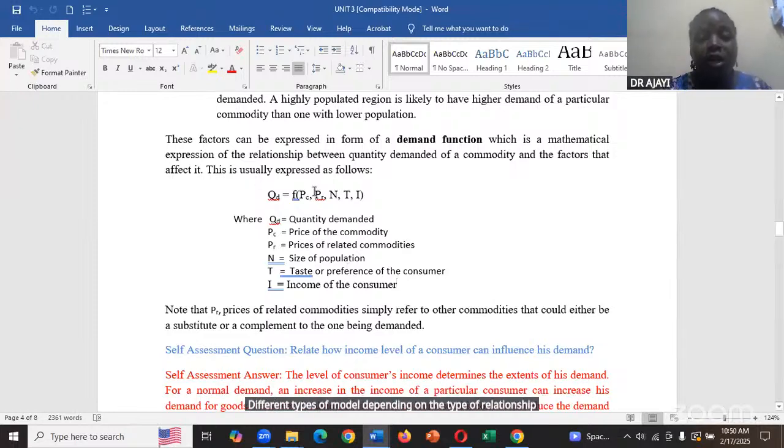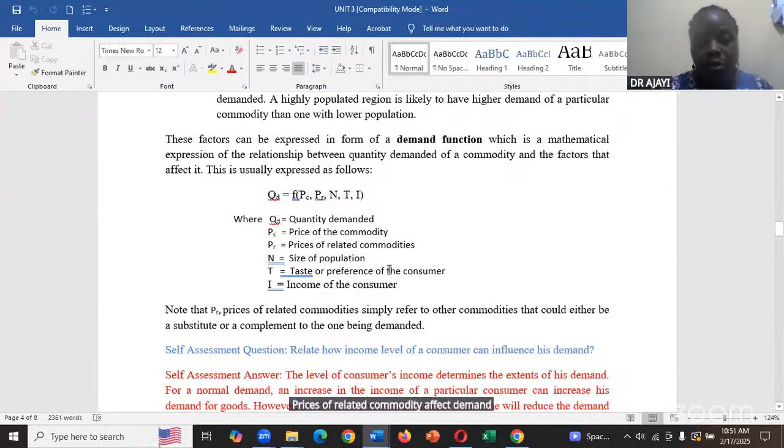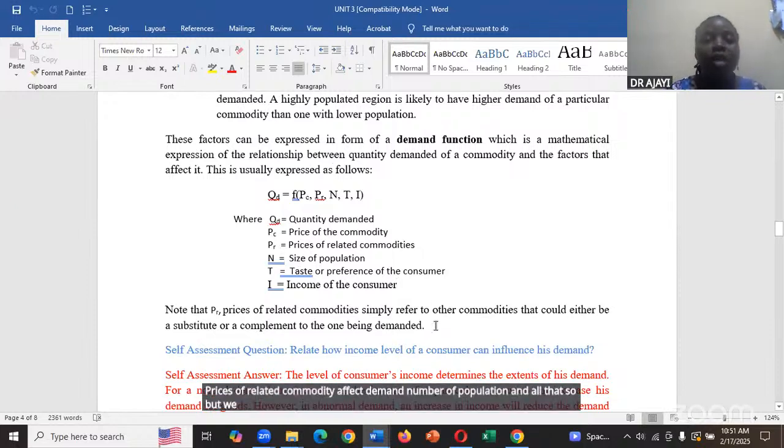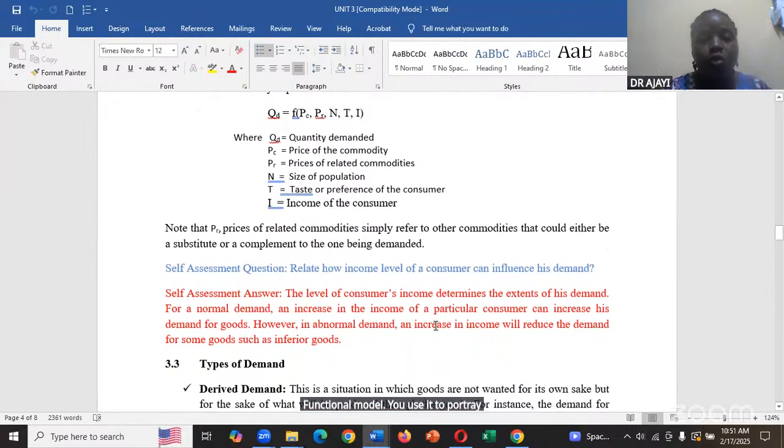For this one now, it may not tell you the direction of the quantity demanded, because you just know that the price of the commodity itself affects demand, prices of related commodities affect demand, number of population and all that. But we have situations where some other things also affect it, some other function or model you use to portray a demand function. So we will still show that.